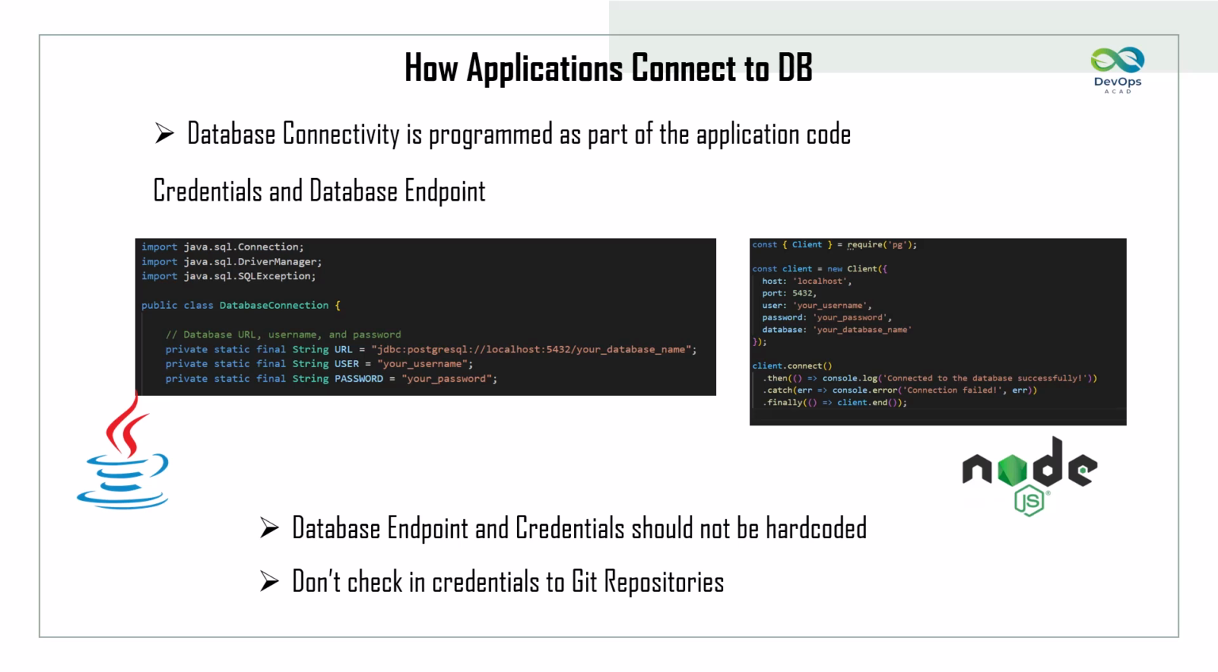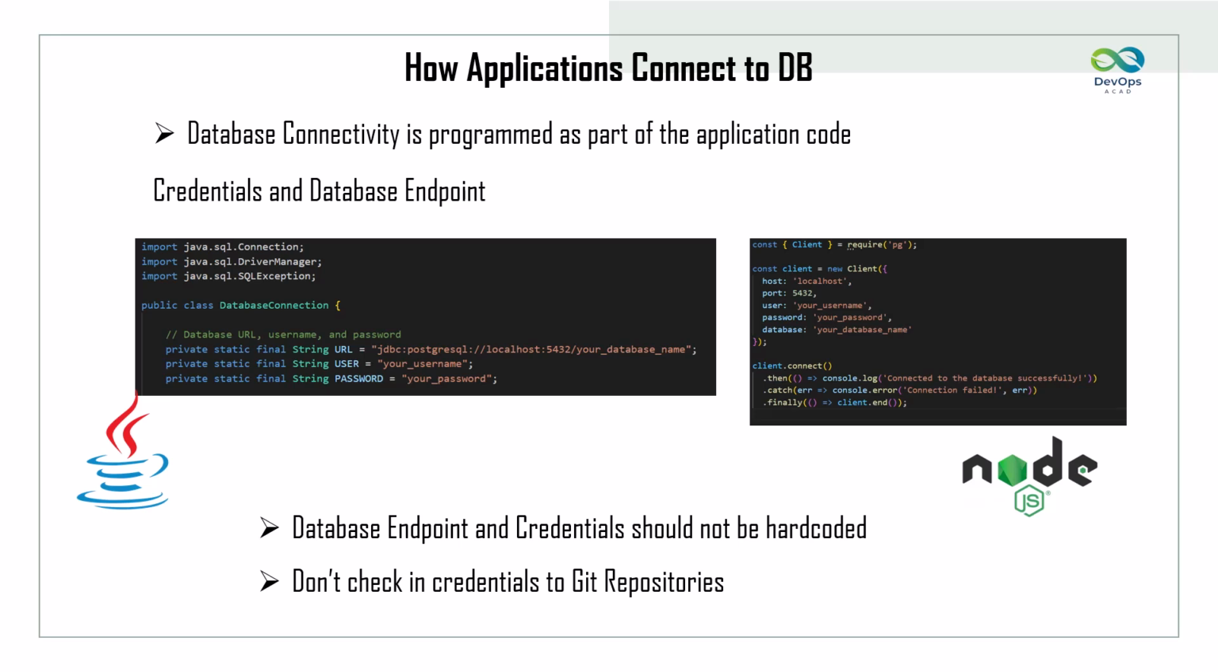Now, one of the things that we must be careful about is that database endpoint and credentials should not be hard-coded. Hard-coded basically means that your database connection credentials should not be in plain text inside your code, because you're going to check in this code into your Git repository. That means anybody that has access to that repository can see your username, your password, your database endpoint, and that is a security risk.